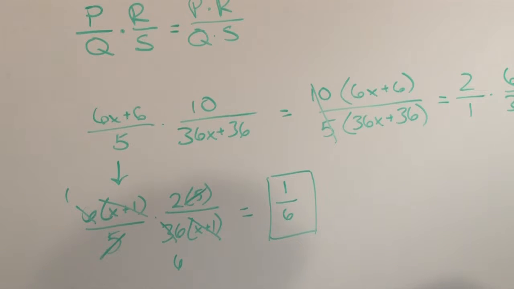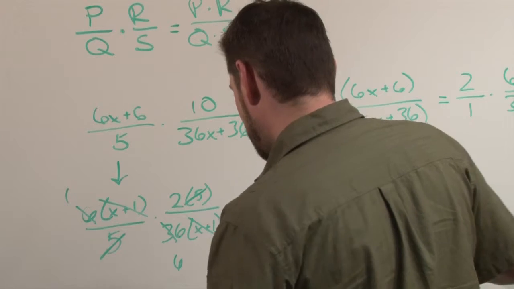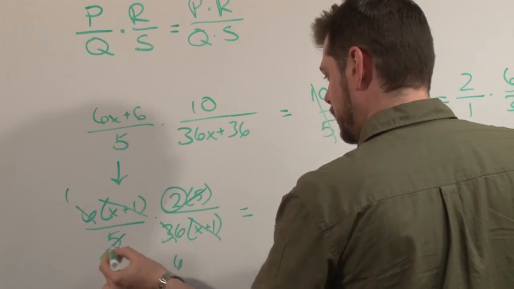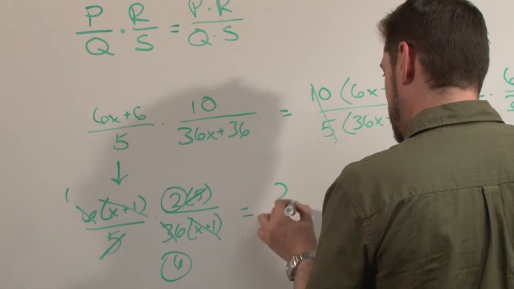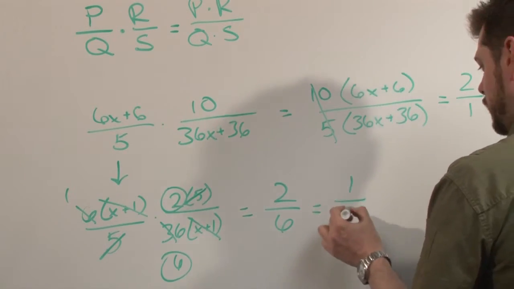Isn't that 2 over 6? Oh, sorry. 2 over 6. Yeah, sometimes it's difficult to see these things. So yeah, I got the 2 here, and I got the 6 here. So what I really have is 2 over 6, which further reduces to 1 over 3.